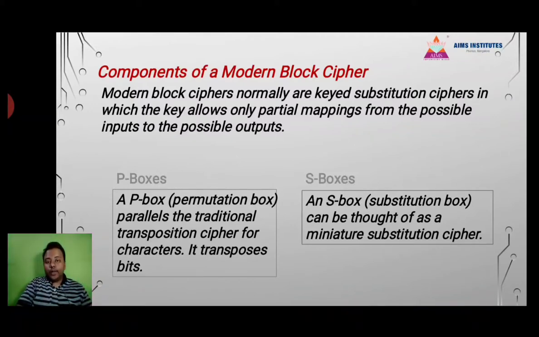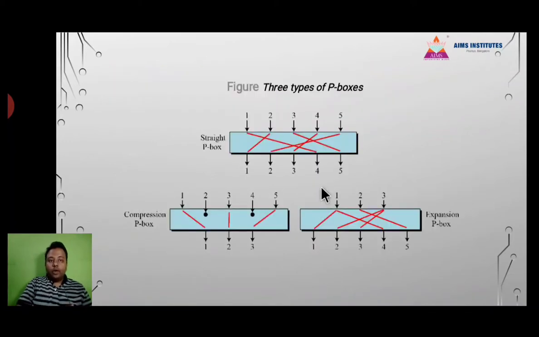Now when we are talking about P boxes, there are three types that we have. A straight P box has an equal number of inputs and outputs. You can see that we have 5 inputs and 5 outputs which are getting enciphered and transmitted to whichever slots we have.